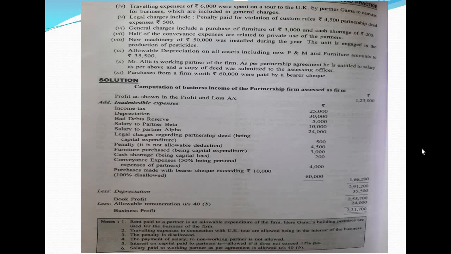You can see from the notes, it says that rent paid to a partner is an allowable expenditure of the firm. Here Gamma's building premises are used for the business of the firm. Point number 2 says traveling expenses in connection with the UK tour are allowed, being in the interest of the business. Then point number 3 says that the penalty is disallowed. Then point number 4 says that payment of salary to non-working partners is not allowed. Then point number 5 says that interest on capital paid to partners is allowed if it does not exceed 12% per annum. Then salaries paid to working partners as per agreement are allowed under section 40B.